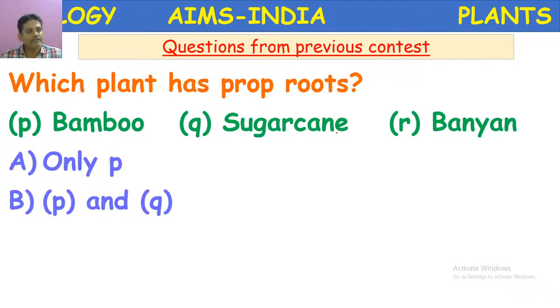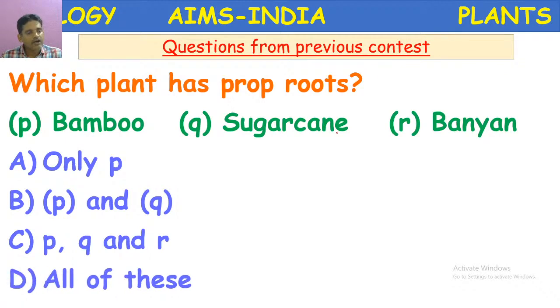Option A, only P. Option B, P and Q. Option C, P, Q, R. And option D, actually none of these. So here, what is the correct answer? If you understand, a prop root is a type of adventitious root, isn't it? The roots which develop from stem and leaves are called adventitious roots. So here prop roots develop from stem.